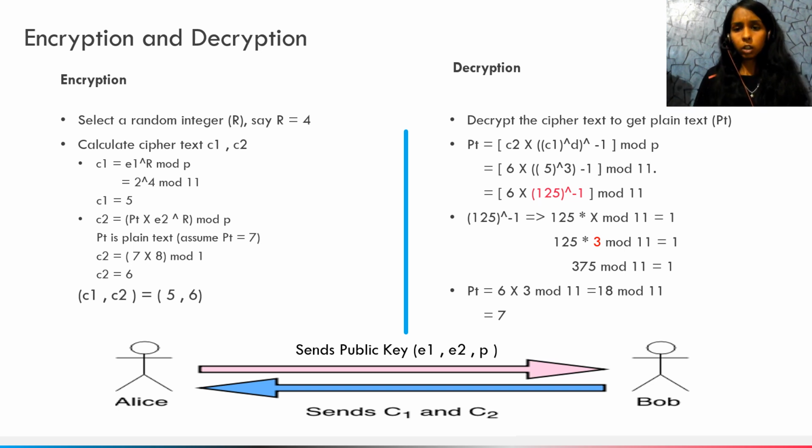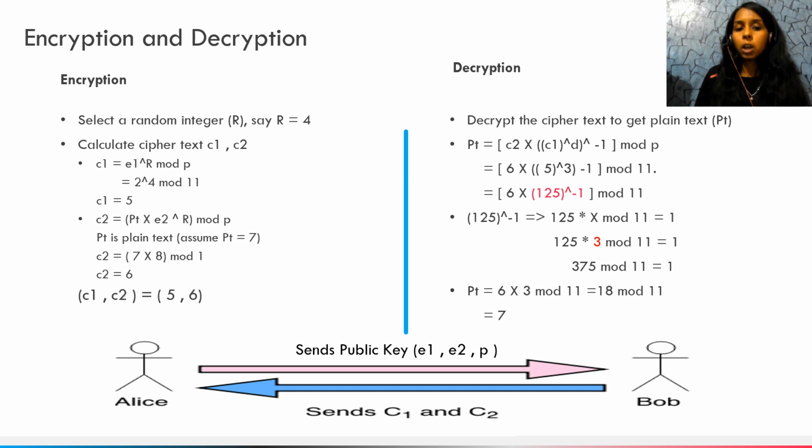In the decryption process, the ciphertext is decrypted back to get the plain text. For that we have a formula where the plain text is equal to C2 times (C1 to the power D) to the power minus 1, mod P. When we use the values, we get the plain text as 7. These are the steps followed in encryption and decryption.